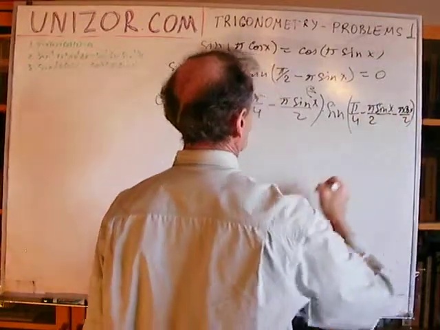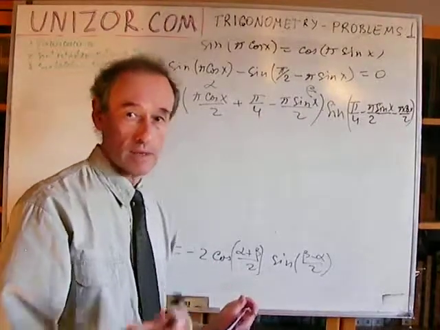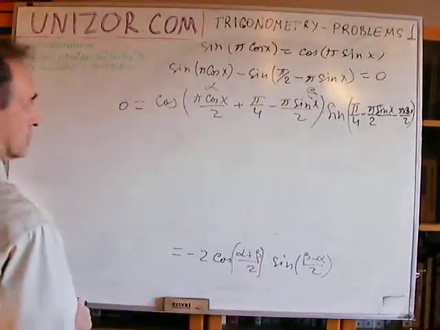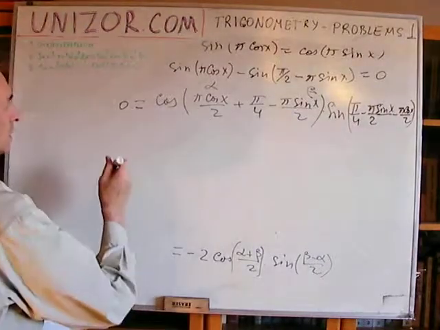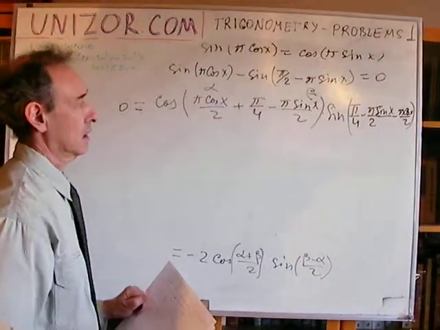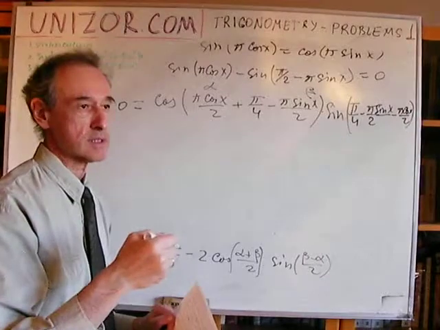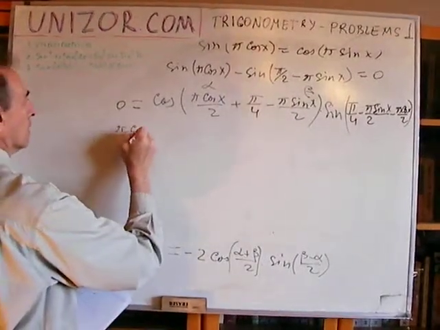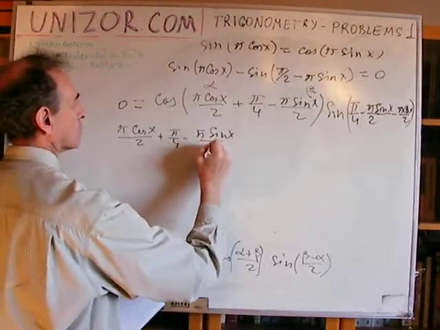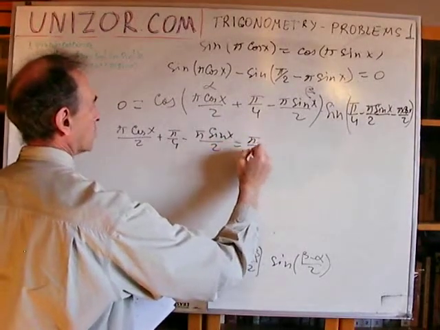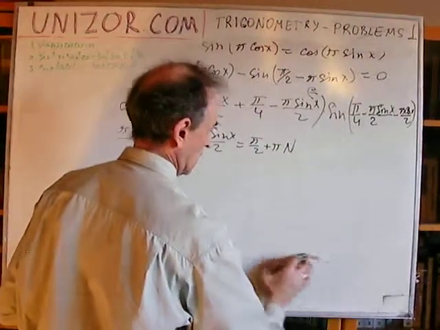And this is equal to 0, which means this can be equal to 0, and that's a solution, or this can be equal to 0, which is another solution. Well, let's just consider two cases separately. So, cosine of something is equal to 0 when it's equal to pi over 2 plus pi n, right? So pi cosine x over 2 plus pi over 4 minus pi sine x over 2 equals pi over 2 plus pi n. So that's one set of solutions.